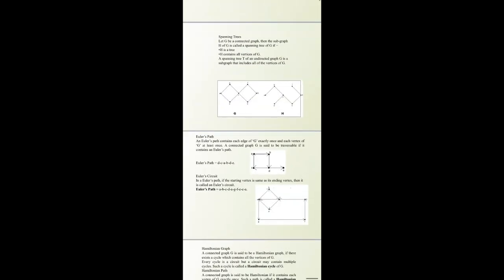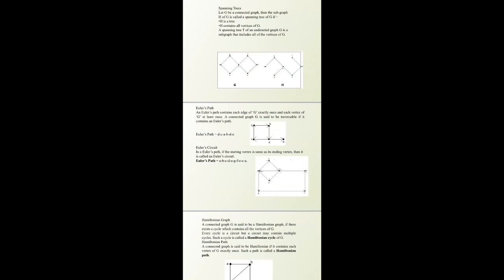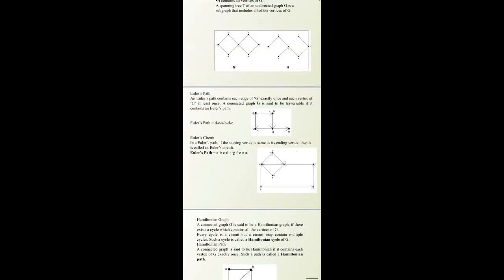Now Euler circuit. What is Euler circuit? Circuit means cycle. Circuit means closed path. In an Euler path, if the starting vertex is the same as its ending vertex, simple. What is a cycle? Ending and starting point should be the same. So Euler circuit is also the same. So what is the difference between Euler path and Euler circuit? Can anyone please tell me?